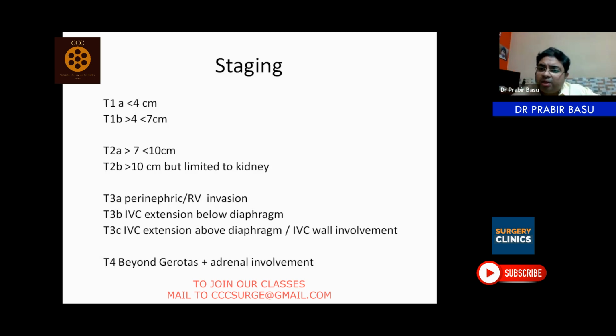T2 is still confined to the kidney. So try to understand, there is a kidney, there is a renal capsule over it, then there is perinephric fat, then there is Gerota's fascia, then there is paranephric fat. So when you do a radical nephrectomy, my friend, you're removing the kidney with the whole of the Gerota's fascia, because you don't want to mess with the perinephric fat.